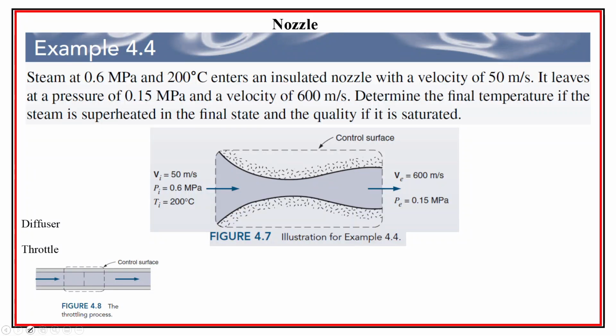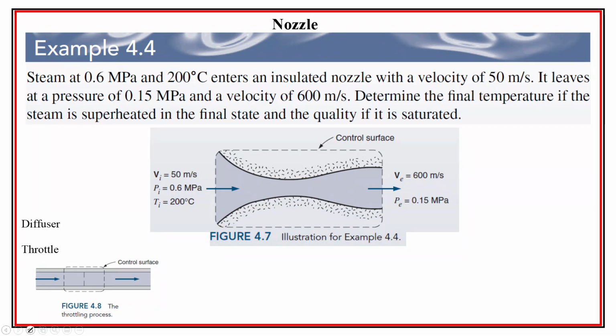Continuing with class 14, here's another example out of Bornacki. This is his example 4.4, where we're using a nozzle. We just did a heat exchanger, and now we're doing a nozzle. Nozzles are useful in lots of different pieces of equipment.